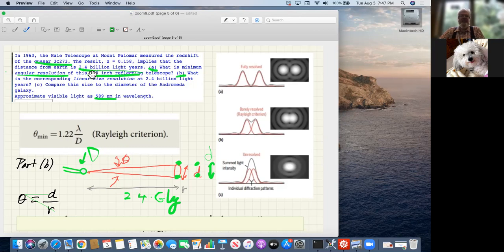That's one of the biggest reflecting telescopes available at that time. Okay, now the question, part C, is to compare that size, that linear resolution, where you could tell the size or the diameter of this object, to the diameter of the Andromeda galaxy.